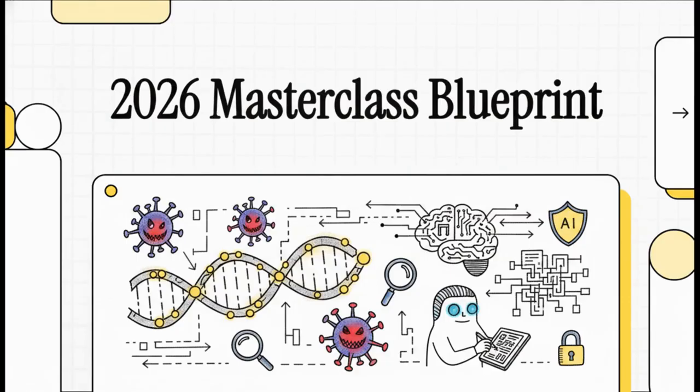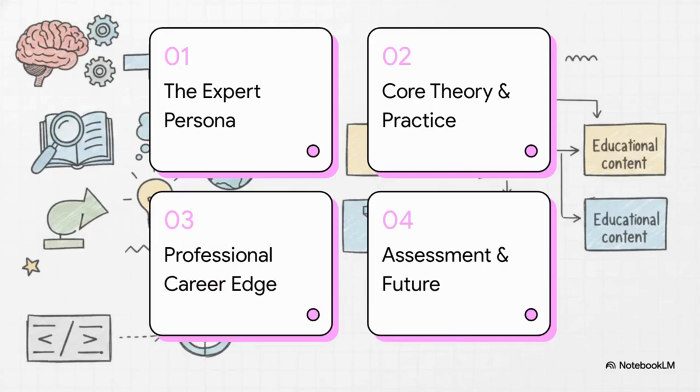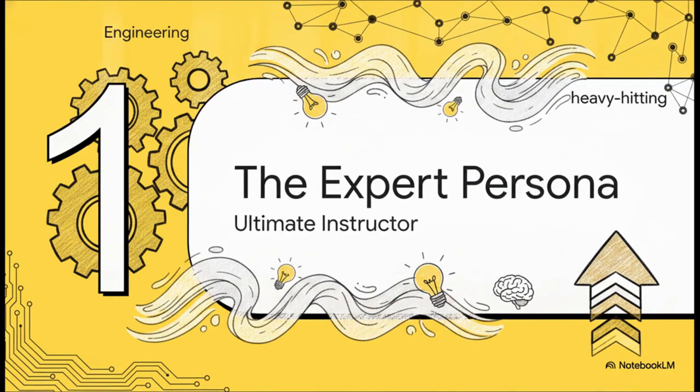By breaking down exactly what this prompt demands, we can really see just how complex, dense, and rigorously structured modern educational content is becoming. So, to make sense of all 27 raw requirements, we've organized our explainer today into 4 logical pillars. First, the expert persona. Second, core theory and practice. Third, the professional career edge. And finally, assessment and future scope. All right, let's dive into section 1, the expert persona.